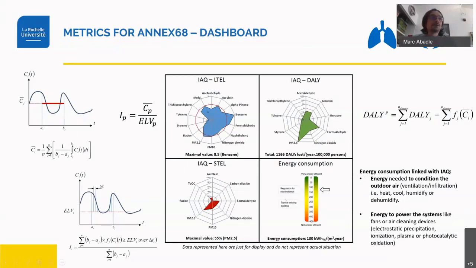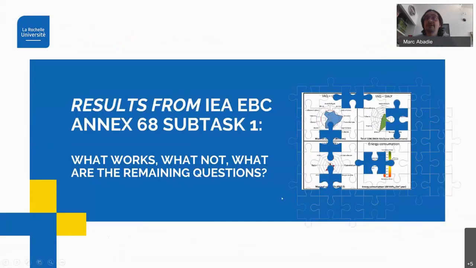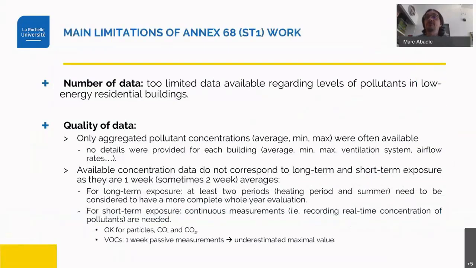Okay, so some limitations now of our work. The first main limitation was the amount of data available on pollutant levels in low energy buildings, because they were new. There were not a lot of studies and measurements in these new buildings. There was also a problem with the quality of the data.